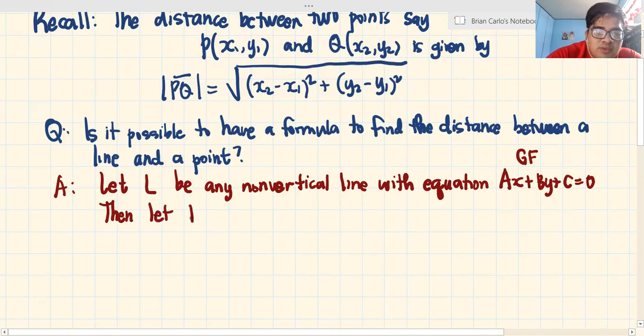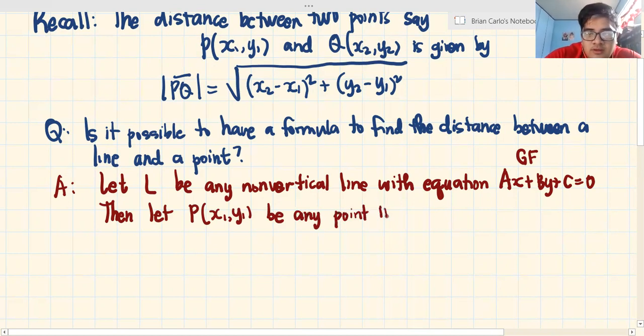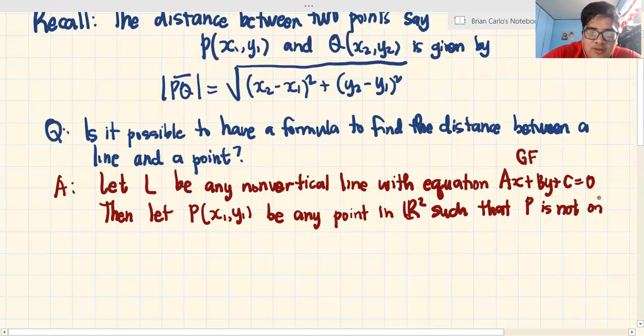Then, also let P, x1, y1 be any point in R2. Ano ibig sabihin niya? Nasa Cartesian plane. Such that P is not on L. Sino ba si L? Yan yung AX plus BY plus C. Ang kondisyones na binibigay natin, yung point na P, X1, Y1, ay hindi nakalay or nasa line L.